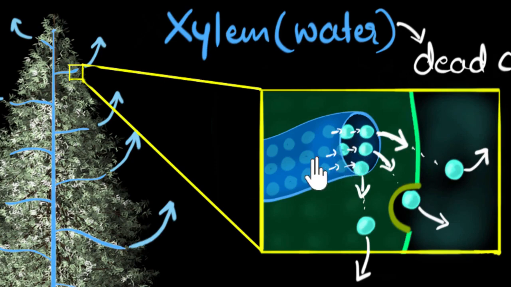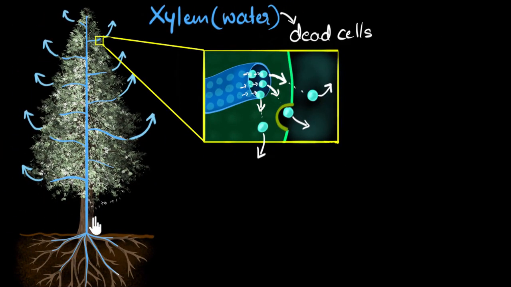And so can you see that because of this, this pulling force starts from the leaves and goes all the way down to the roots? Because this is a single column of water, a giant, very tall column of water. And that's how the force gets transmitted.